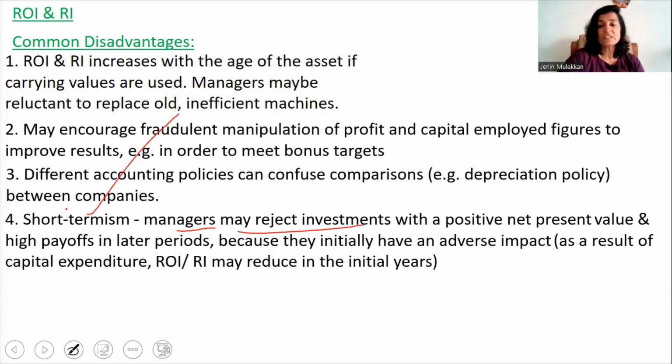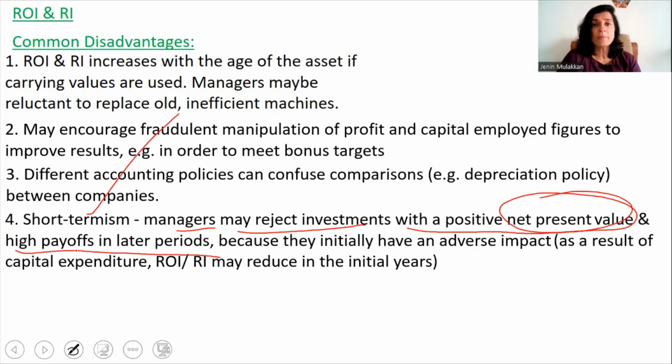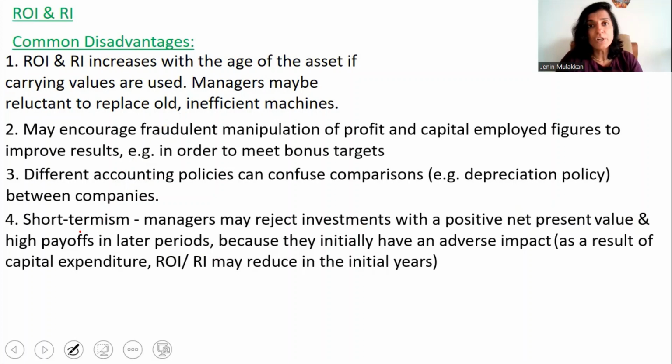Managers may reject investments with a positive net present value and high payoffs in later periods. Now, a new project is coming up. Maybe it is only in the 5th or 6th year that the project will generate very high profits. But in the initial 4 years, that project might be suffering a loss. So in the long run, the project will be better because of the higher payoffs in the later periods. But you know what the managers will do? In the first 4 years, their ROI and RI will suffer because of the losses of the new project. So even if the project gives high payoffs in the later period, they will reject that project. So that is what is mentioned in point number 4.